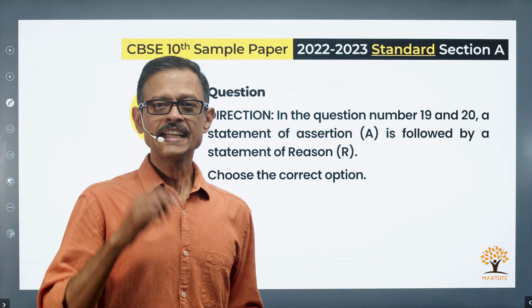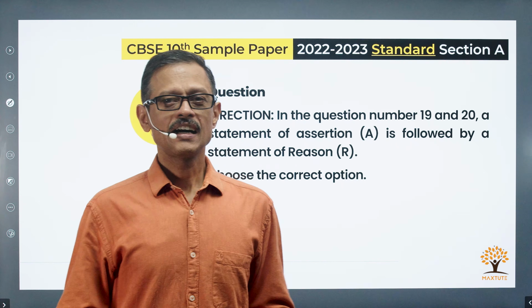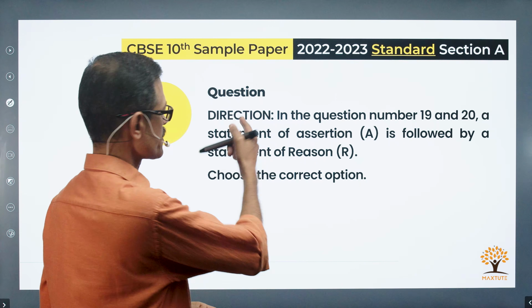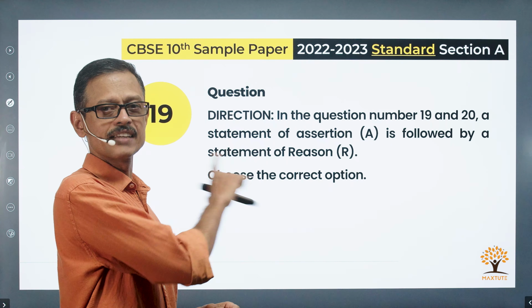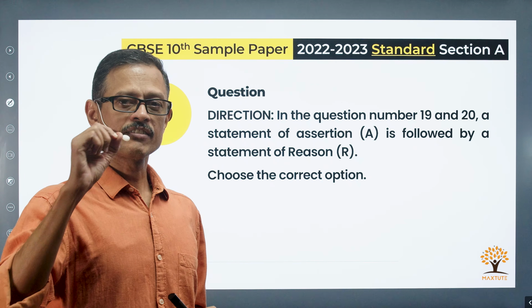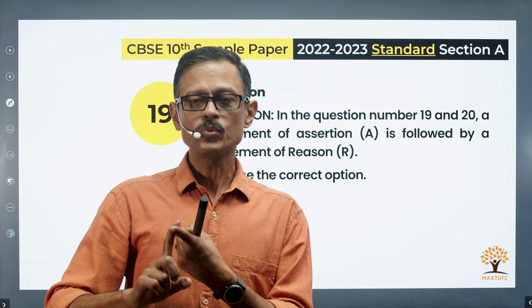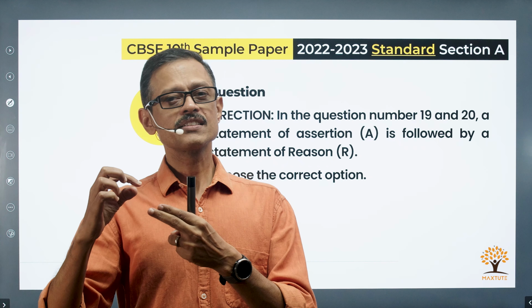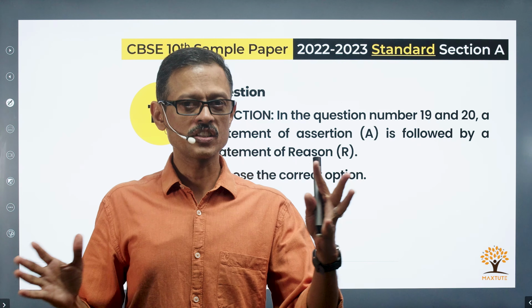Question 19. 19 and 20, the next questions, are assertion reasoning questions. Assertion reasoning is basically this. There will be an assertion given to us and there will be a reasoning given to us. We first have to evaluate whether the assertion is true, and then we have to see whether the reasoning is true and whether this is the reasoning for the assertion. This is the process that we're going to follow.